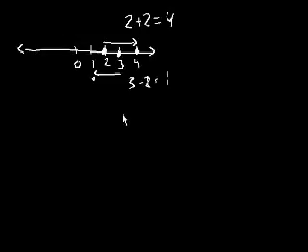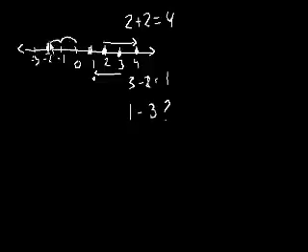Now what if I were to say, what is 1 minus 3? Well, it's the same thing. You start at 1, and we're going to go below 0. What happens below 0? Well, then you start going to the negative numbers. Negative 1, negative 2, negative 3, and so on. So if I start at 1 right here, 1 minus 3, I go 1, 2, 3, and I end up at negative 2. So 1 minus 3 is equal to negative 2.